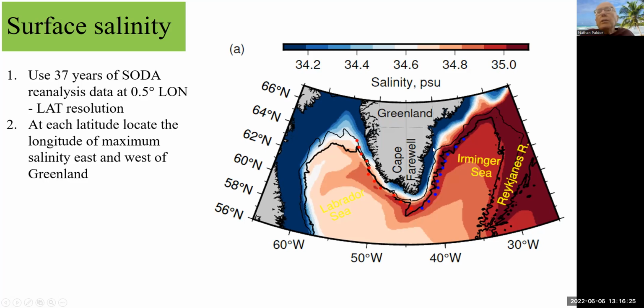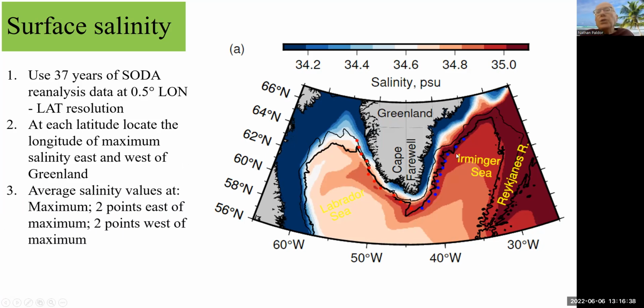At each latitude, we locate the longitude of maximum salinity, east and west of Greenland. And from this maximum, we take 2 points to the east and 2 points to the west, again on both sides, for a total of 5 points, averaging what we call the high salinity current. And then from those averages, we calculate the changes in the downstream direction, southwestward here and northwestward here on the west side.